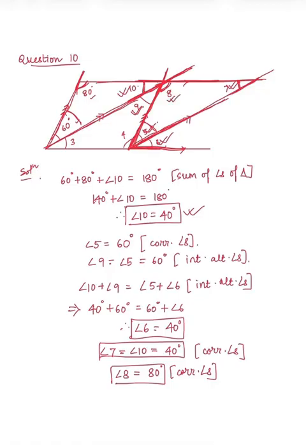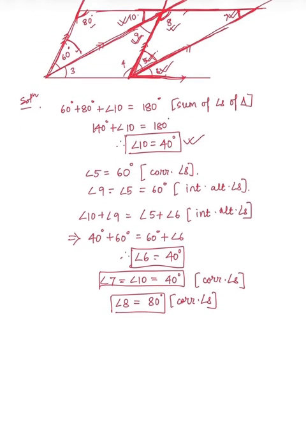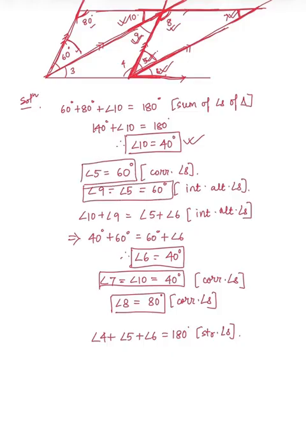How do we find out angle 4? See, angle 4 plus angle 5 plus angle 6 is equal to 180 degrees because this is a straight angle. We know angle 5 and angle 6. 5 is 60 degrees and angle 6 is 40 degrees. So therefore your angle 4 will be 80 degrees. We got the value of angle 4 as well.